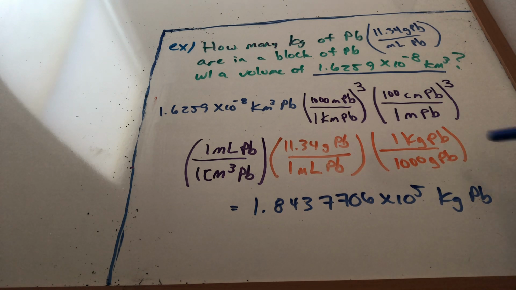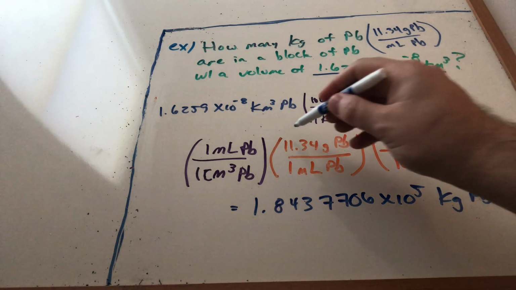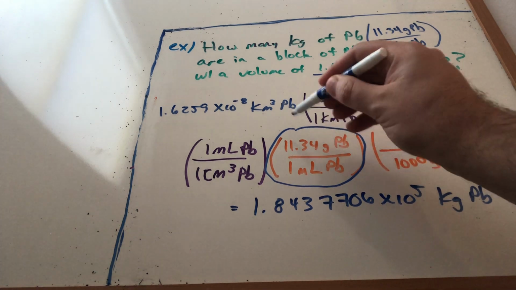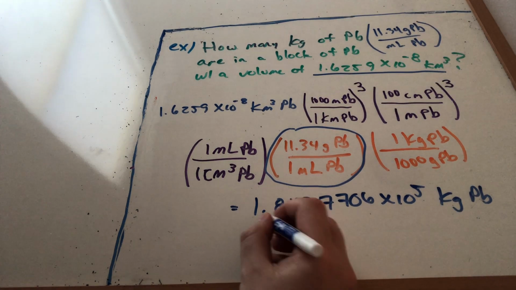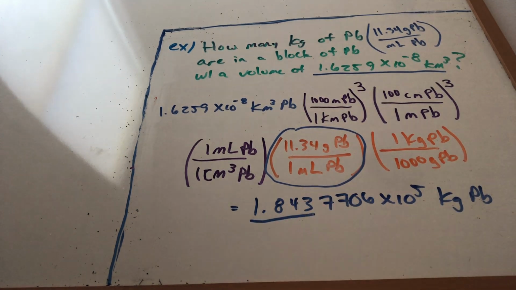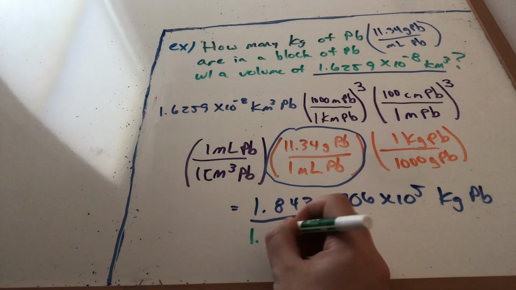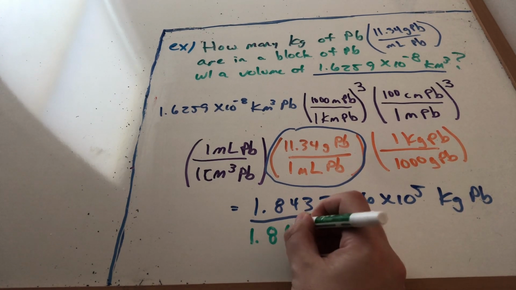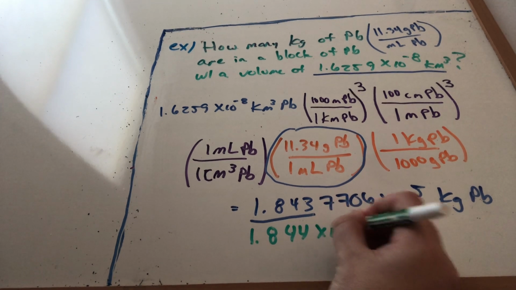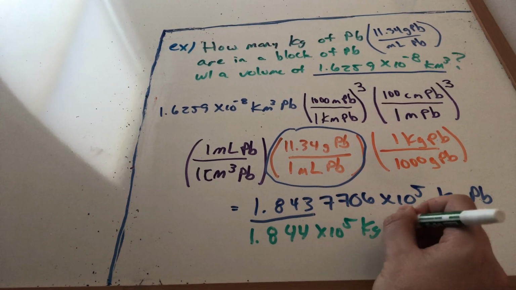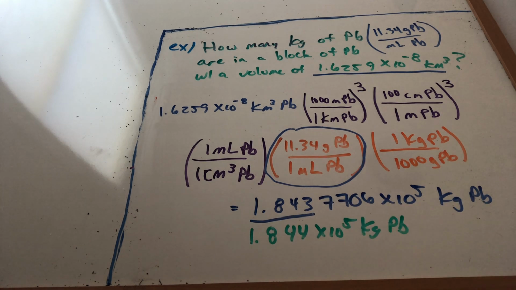This is a definition. So in terms of significant figures, this has the lowest number of significant figures. So my answer should have that same amount of significant figures. So what you report to the correct number of significant figures, and what you input into Chem 101, is 1.844 times 10 to the 5th kilograms of lead.